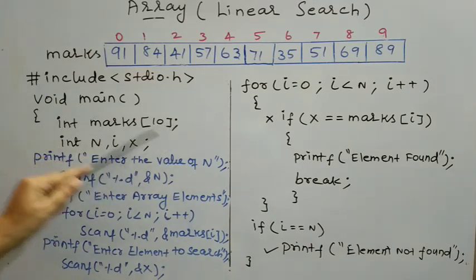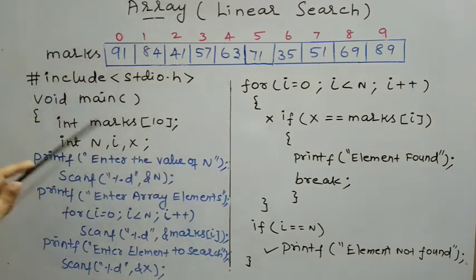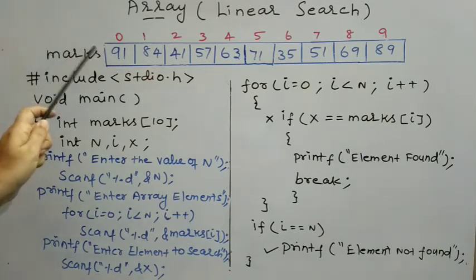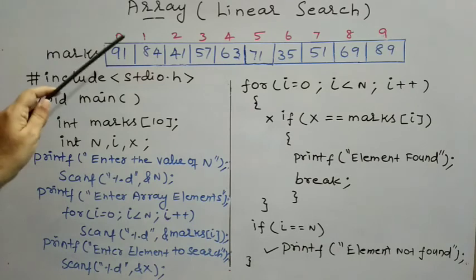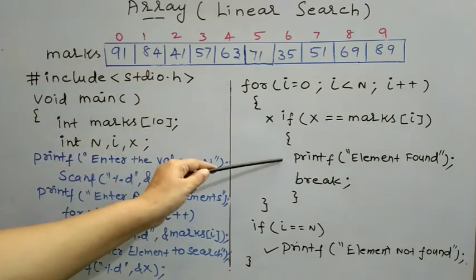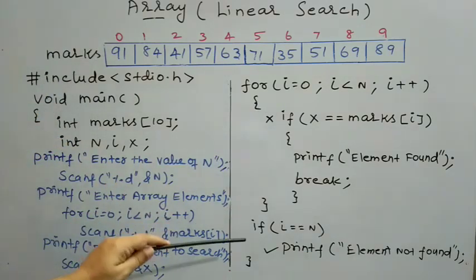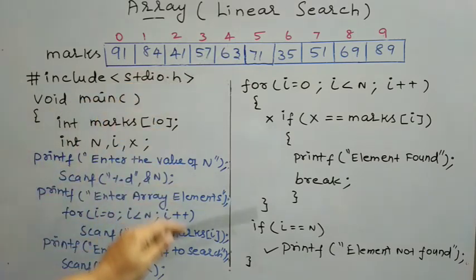This is the program to implement linear search, which searches for an element in the given array or collection of elements. If the element is found, I will print the message "element found". Otherwise, if the element is not found in the array, I will print the message "element not found".